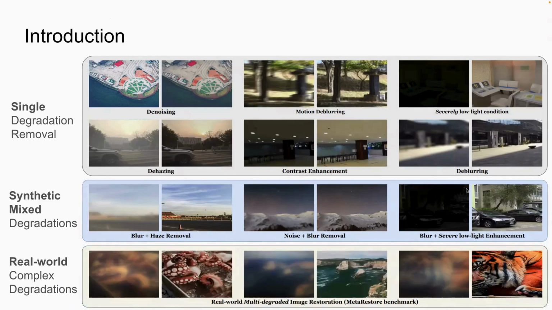The third category, which is of our most interest, is real world or complex degradations, where you typically have no idea about what degradation might be present in a given image. And the job is to model or to learn how to restore multiple coexisting degradations in a unified manner.